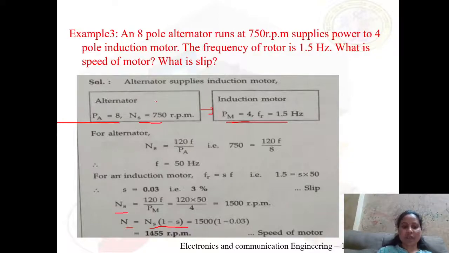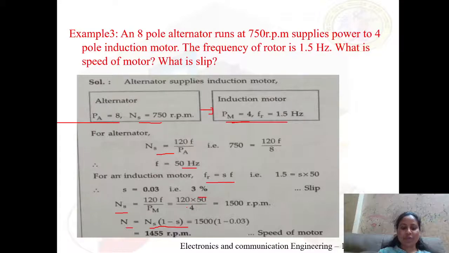So we have to calculate the Ns for the motor. Don't get confused with the Ns of alternator. For that we need a supply frequency. Let us find it using the value of Ns for the alternator, which is 120f by number of poles of alternator. We will get frequency as 50 Hz here. And for the induction motor, we know the relationship between rotor frequency, supply frequency and the slip as fr or f dash is equal to s into f. And here we'll get the value of slip as 3% when we substitute fr and f values.